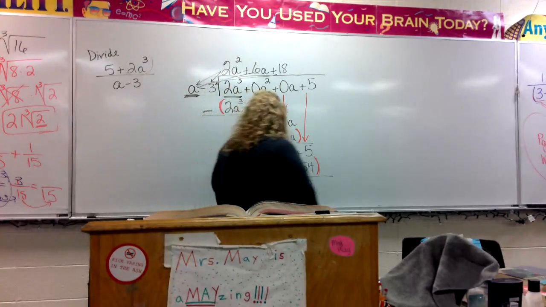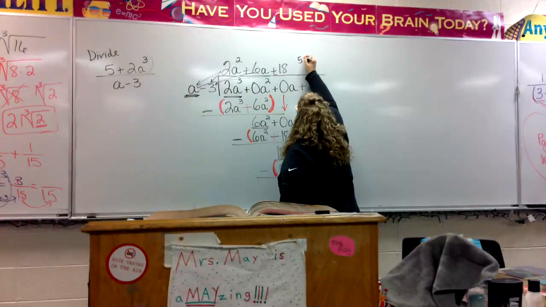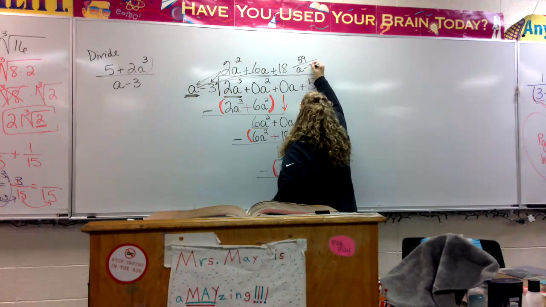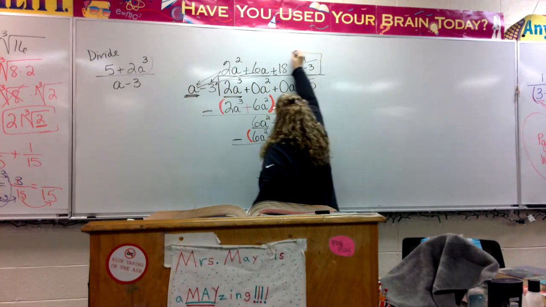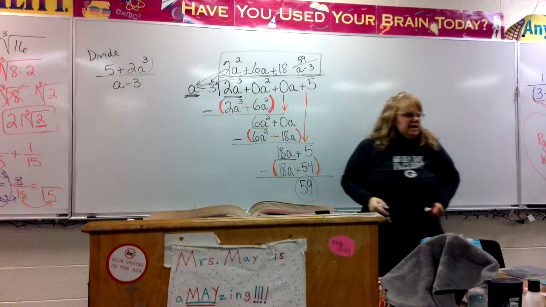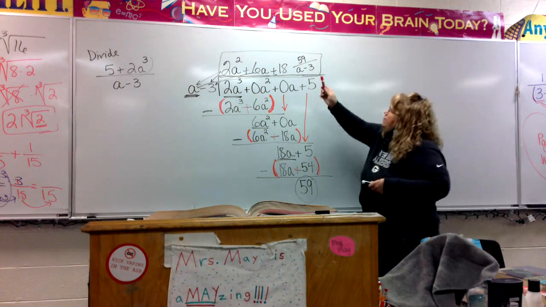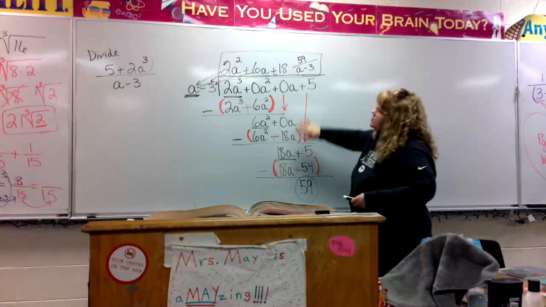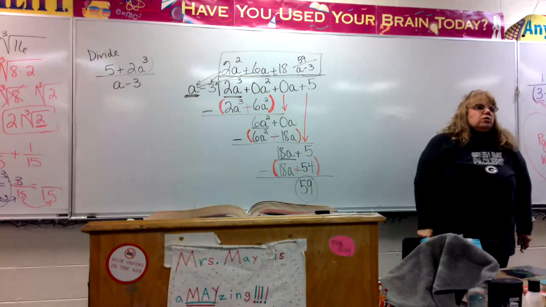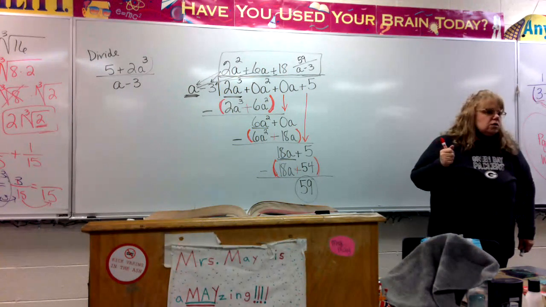Now, the remainder that we get here, positive 59 over the thing we're dividing by. And so right there, that's your answer. Does that make sense? And of course, you wouldn't get credit for that answer unless you have all of this down below. Anybody with questions on anything I did up there?